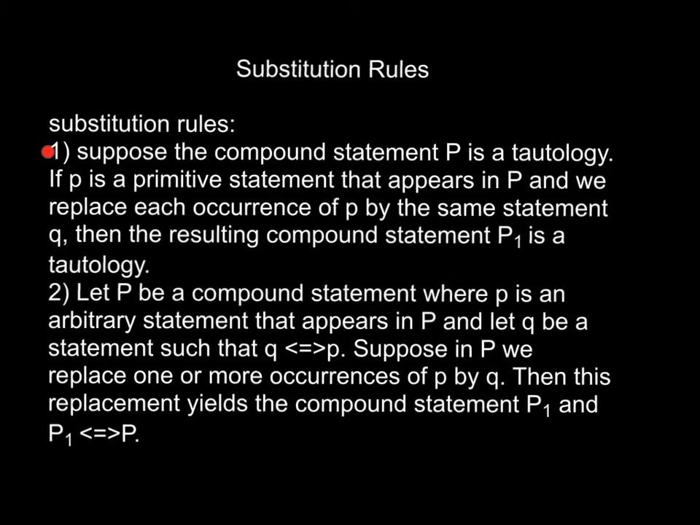Rules of substitution. The first rule: suppose the compound statement capital P is a tautology. If lowercase p is a primitive statement that appears in our compound tautology statement P, and we replace each occurrence of the primitive p by the same primitive statement q, then the resulting compound statement P1 is also a tautology. And we touched on this when we were doing the truth tables, and we said that the tautology was very strong. In other words, it didn't really matter what the p and q's were, that once it was a tautology, it was always true.